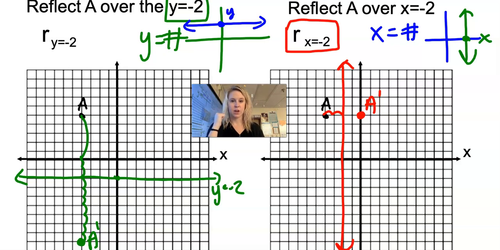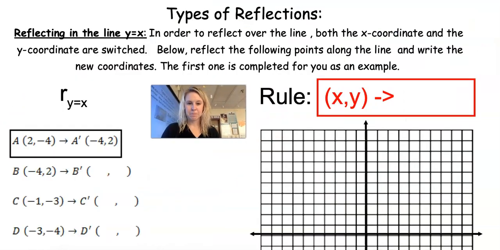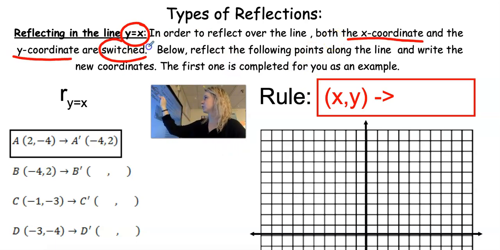Okay, so we've covered the x-axis, y-axis, y equals a number, x equals a number, and there are 2 more. And then we've covered them all. Okay, the other ones are tricky because they are diagonals, and it's harder to visualize. So we're going to reflect it over the line y equals x. In order to do that, the x coordinate and the y coordinate are going to switch.